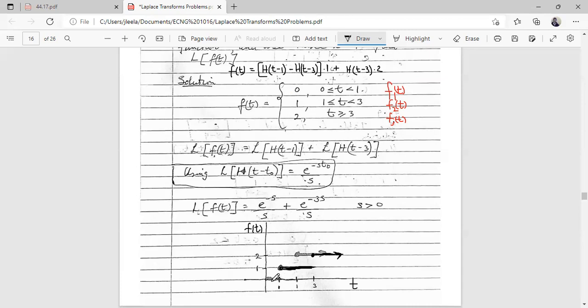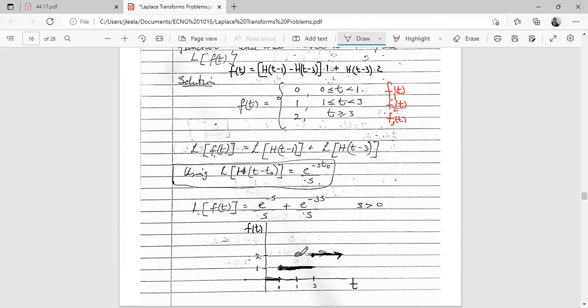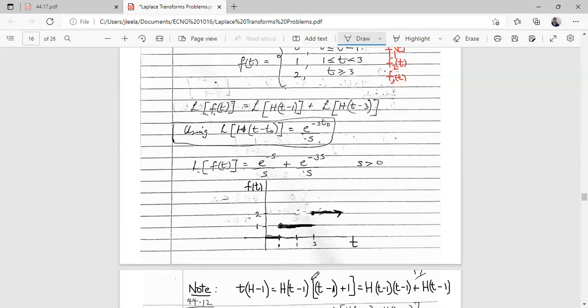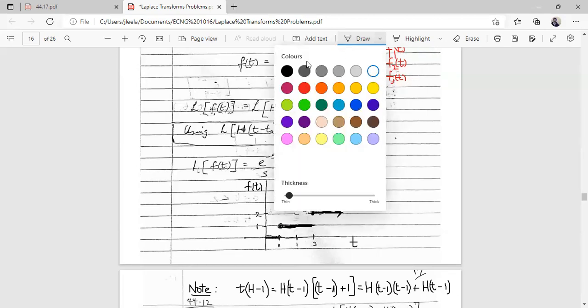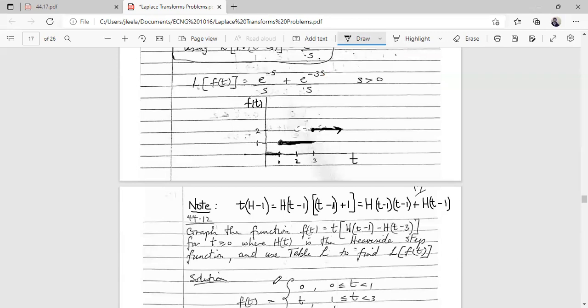Right, so just know that correction here. What I'll have to do now is change this here. So this is the graph here, that is the graph there, the piecewise function. And the labeling here should be 2 here, right? Okay.